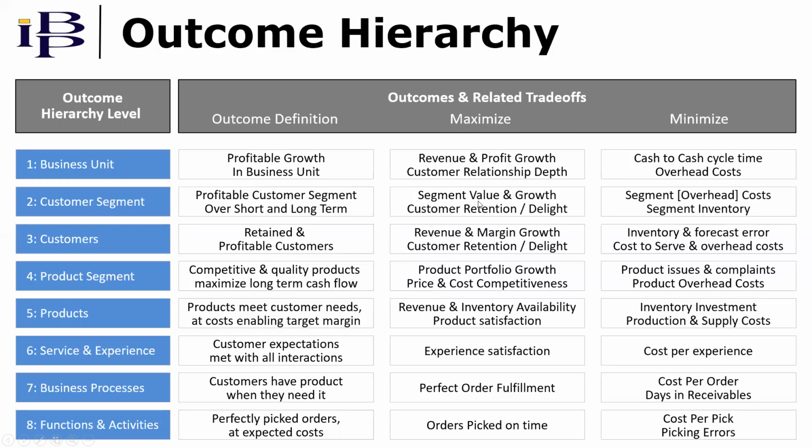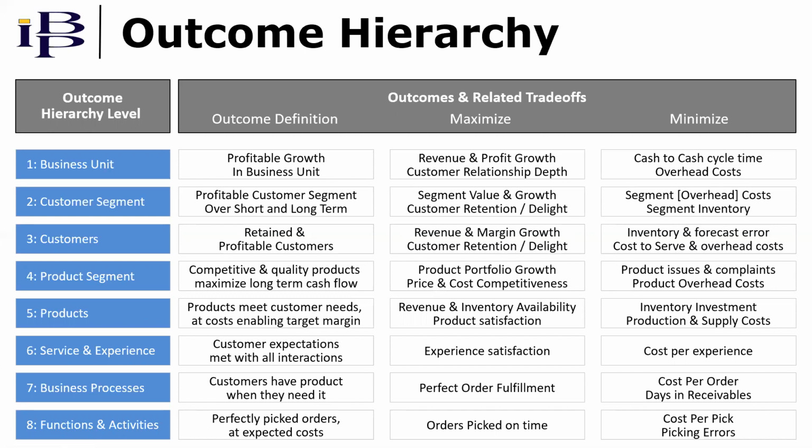So in the case of a customer segment, you're trying to optimize or maximize segment value and growth, customer retention versus delight, while minimizing overheads and minimizing segment inventory. You can see that there's a trade-off associated for each of these different levels, and having this level of granularity and clarification about the outcomes you're trying to produce really provides the means for companies to have what I call more of an internal market mechanism.